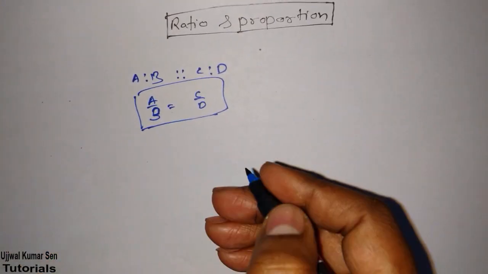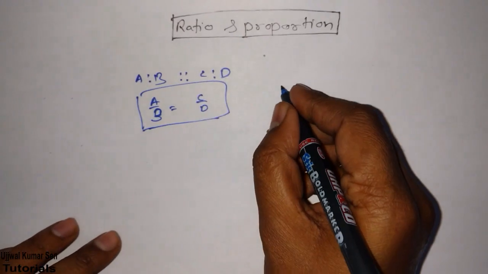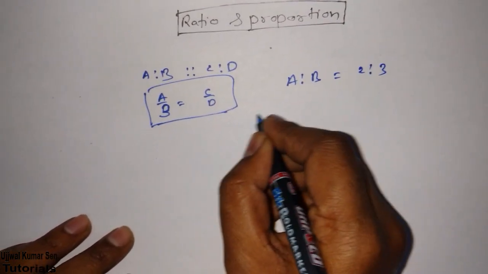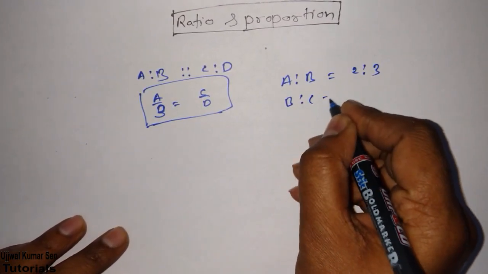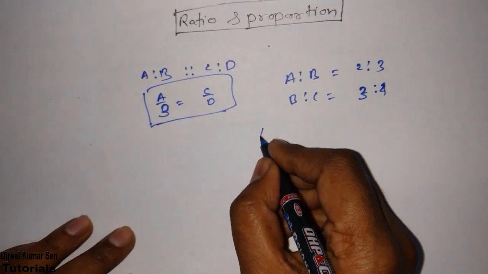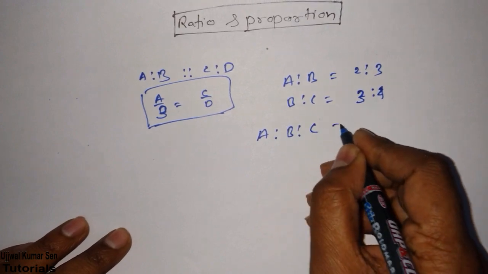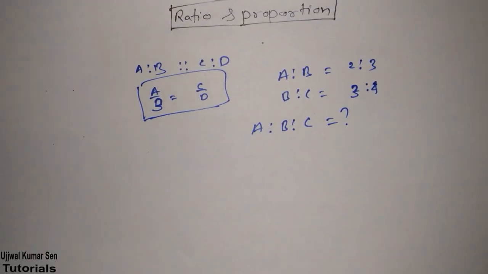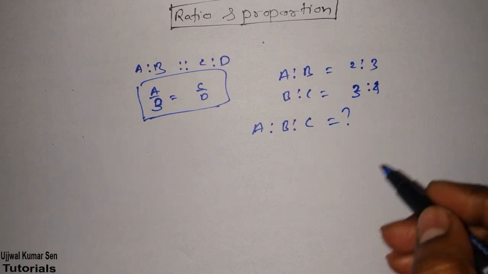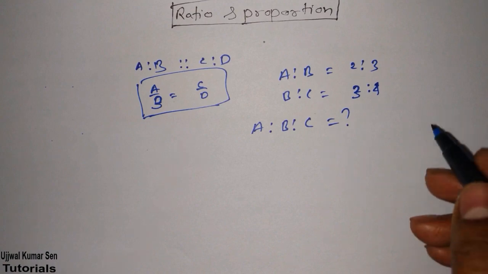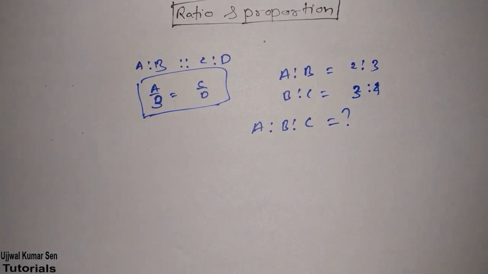So most of the time what happens, they give questions like this: if A is to B is equal to 2 is to 3 and B is to C is equal to, suppose, 3 is to 4, then what is A is to B is to C? This is a typical question as I have seen till now in examinations. So what we do, we just don't understand what to do next. But let me share with you how to solve this type of problem.